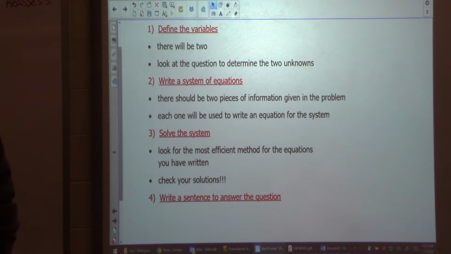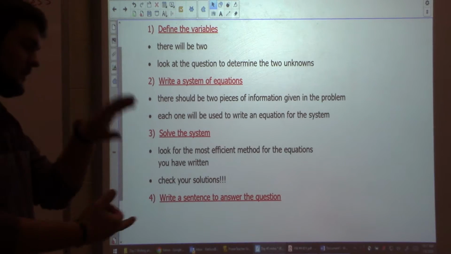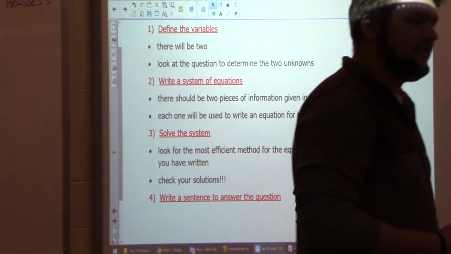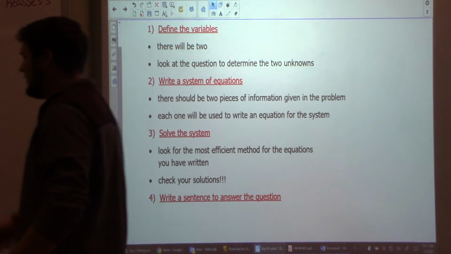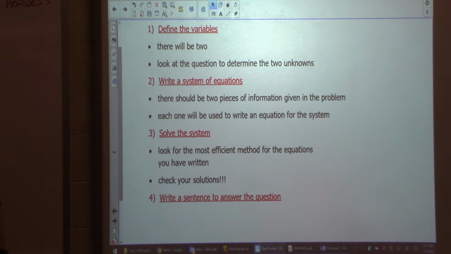So, solve your system, right? Combination, elimination, substitution, equivalent forms, graphing. However you solve it that way. Once you get past that setup part, it's just like what we've been doing. The setup's the hardest part.